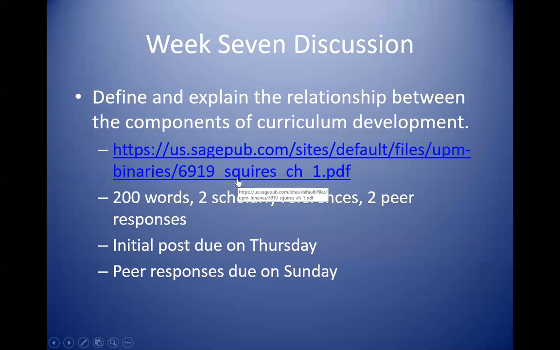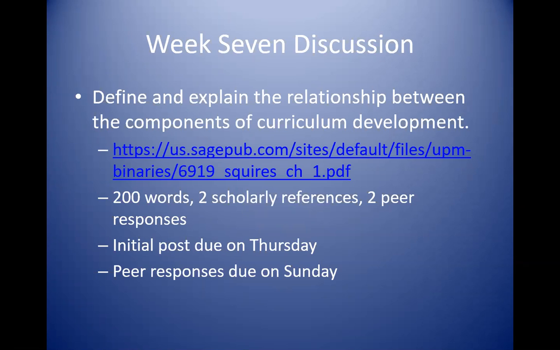So here we go. We're going to just dive right into our discussion. We have a discussion. We have an assignment for this week. And so your discussion question this week isn't really a question. It's just more of a prompt. Define and explain the relationship between the components of curriculum development. So that can sound a little vague.